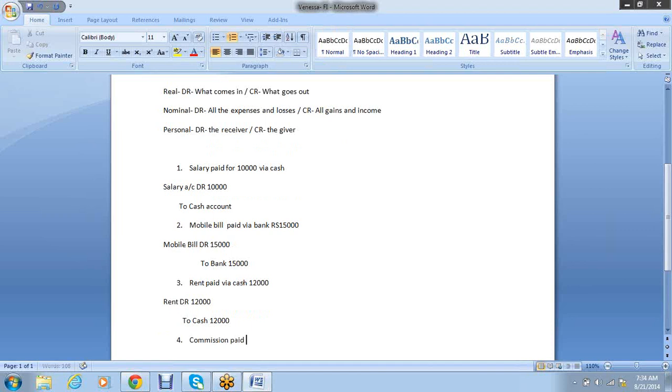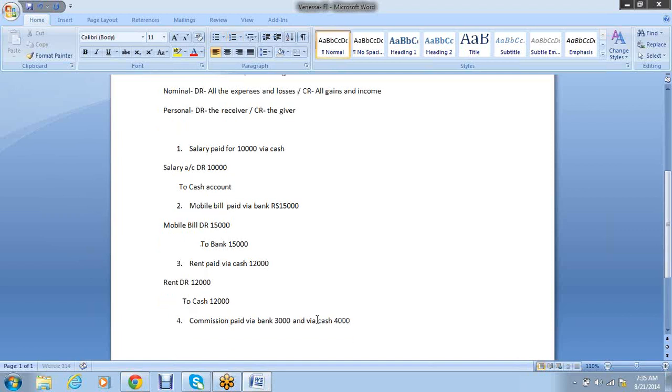Now, commission paid via bank 3,000 and via cash 4,000. So now tell me what is the entry. I paid the commission, partially from the bank, 3,000, and partially from the cash. So the commission is again an expense account with a total of 7,000. And there are two entries. One is to the bank account, credit, which goes out, and another is the cash account, 4,000.